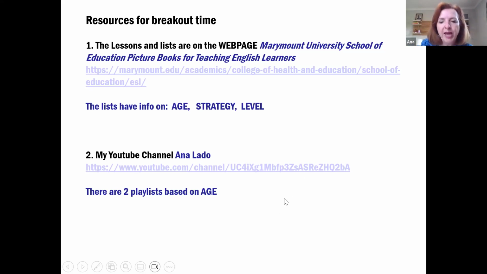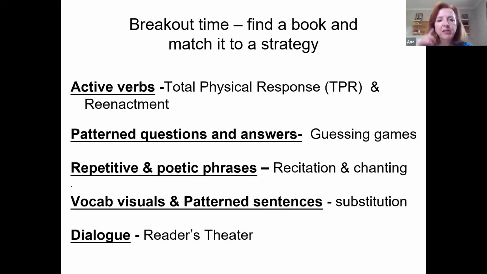So Maria, if you can, we have a little bit of time to discuss our finds. So remember today we only have examples of these 5: active verbs, questions, repetitive poems, any kind of patterns, sentences, or vocabulary visuals, and reader's theater. So Maria, next page.